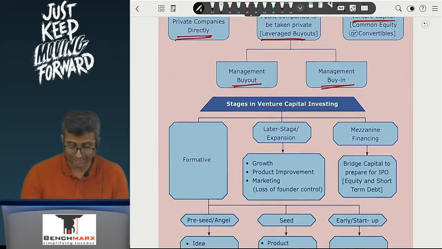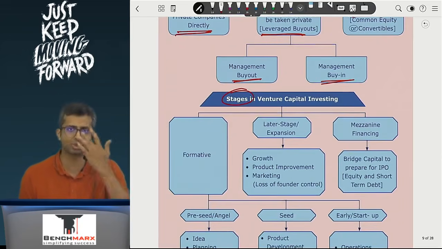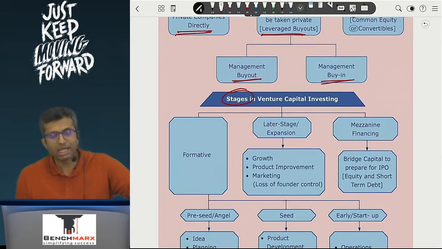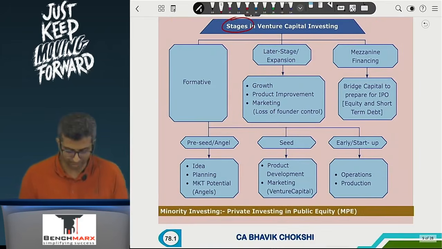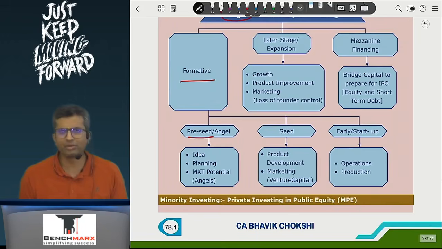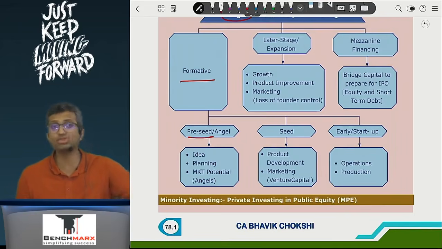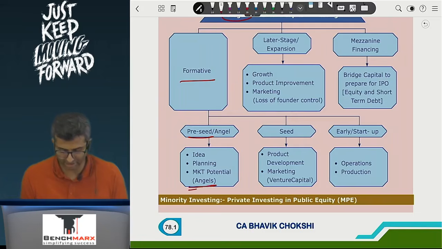Next, when you go to stages in venture capital investing, there are three stages where the investing can possibly happen. There can be what we call a formative stage, which is a pre-seed stage, where a person just has an idea. Over here you have no product, no revenue, nothing, just an idea, and to make that idea a reality, maybe angel investors step in. Private equity or venture capital investors don't step in at this stage. We usually have angel investors over here. Next, you go to the seed capital stage.